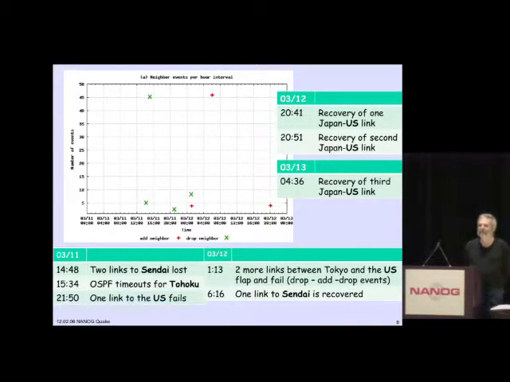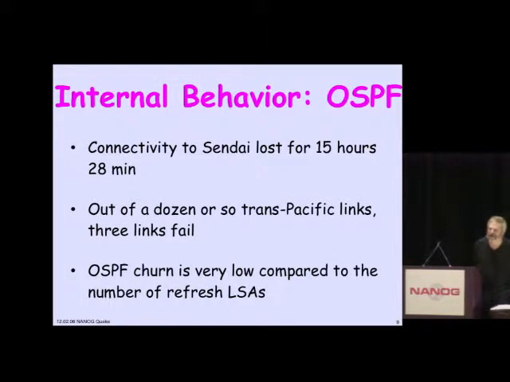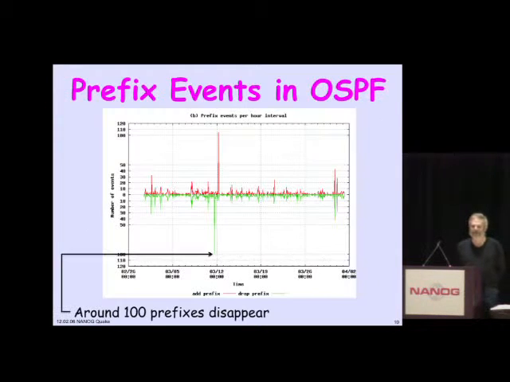OSPF is a lazy protocol. Then we see failing links, the timeouts on the failing links, and the recoveries. So that's the real detailed timeline on those particular links. The connectivity to Sendai was lost for 15 hours and change. Out of a dozen or so Transpac links, 3 fail. OSPF churn is low compared to the number of refresh LSAs. So there we can see 100 prefixes disappearing, but you look at the prefix events overall, and it's constant churn.